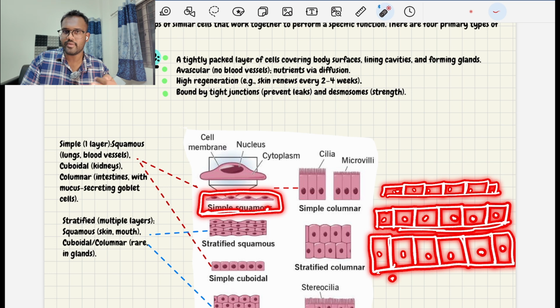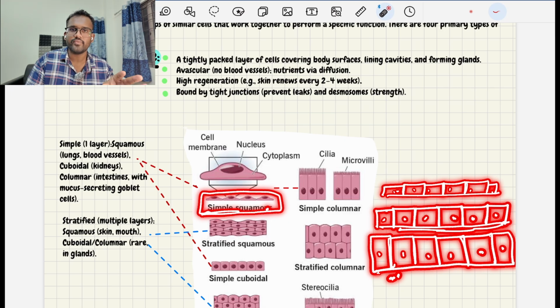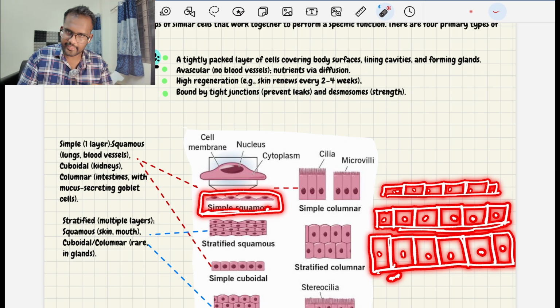So these are the 3 types of simple epithelial tissue. Remember, when you see the word simple epithelium, you have to remember a single layered tissue. That's all. These are present in kidneys, intestines, the walls of intestines, mucus secreting glands, etc. That is where this type of tissue will be mostly present. Okay, I hope this is clear.